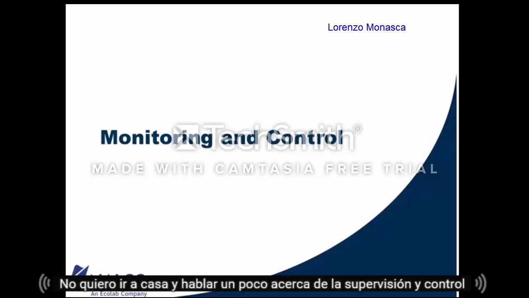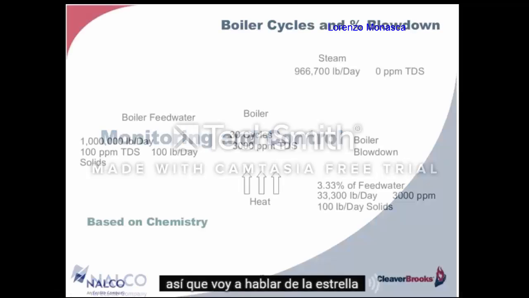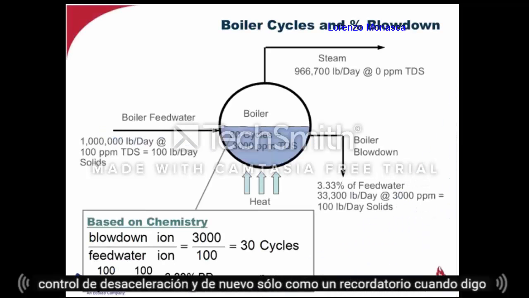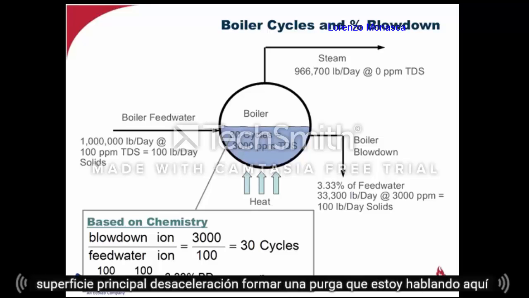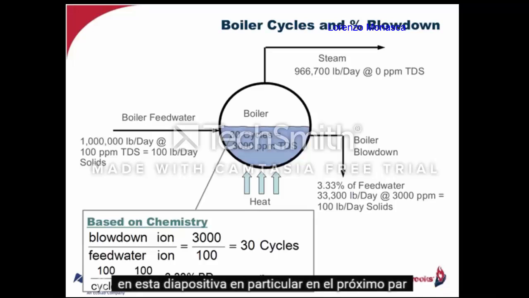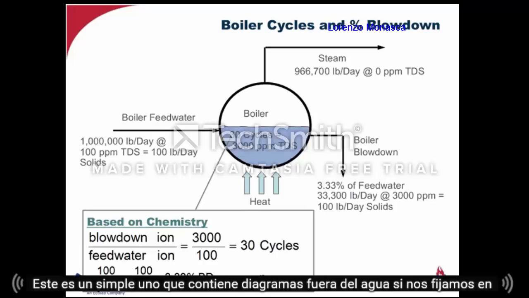Now, I want to go on and talk just a little bit about monitoring and control. I'm going to start talking about blowdown control. Again, just as a reminder, when I say blowdown, I am talking about continuous blowdown, or I think the term Steve used was surface blowdown. That's the form of blowdown that I'm talking about here on this particular slide and the next couple of slides as well.